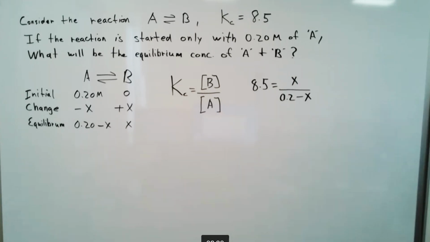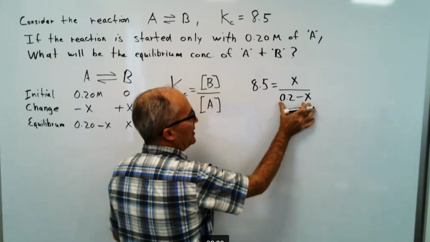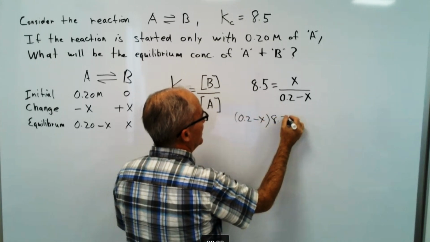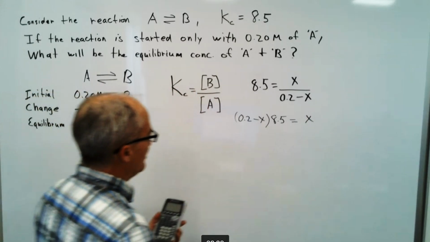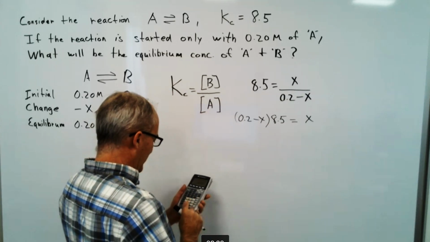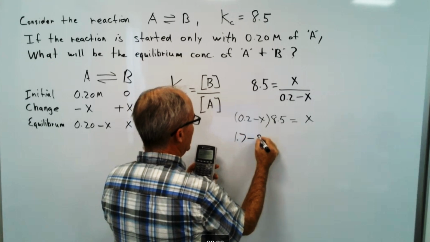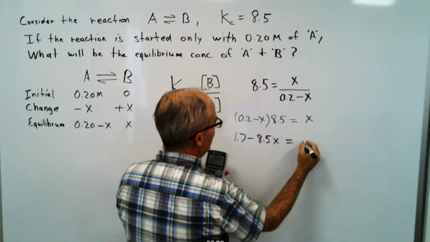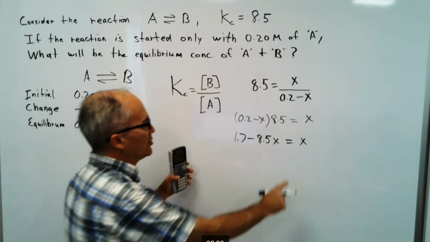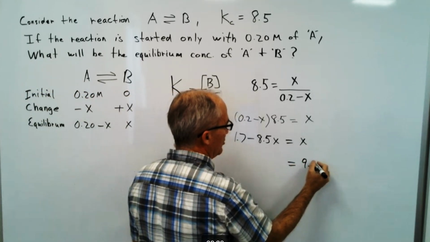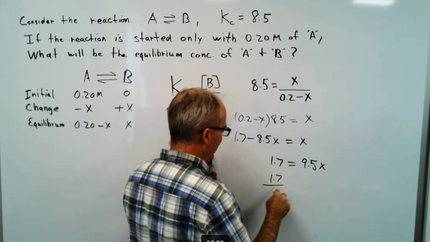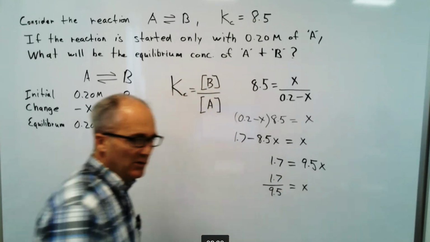Then at this point it's nothing but simple algebra, right? I'm going to multiply both sides by 0.2 minus x. 0.2 minus x times 8.5 equals x. And then I'm going to distribute my 8.5 through, so 0.2 times 8.5, 1.7 minus 8.5x equals x. Now I'm going to add 8.5x to each side, so there's a 1x here. That's going to give me 9.5x equals 1.7. So 1.7 divided by 9.5 is going to equal x.